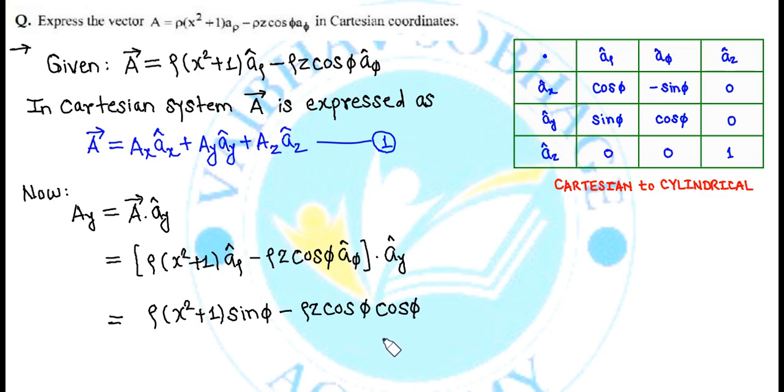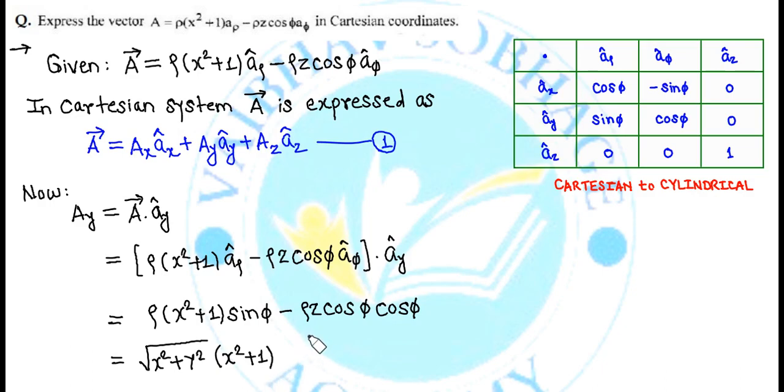Okay, now we are going to put the values of sin phi and rho over there. So what do we have for rho? We have rho equals the square root of x square plus y square, into x square plus 1.